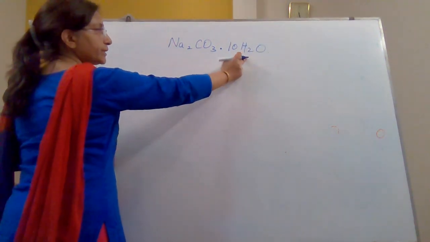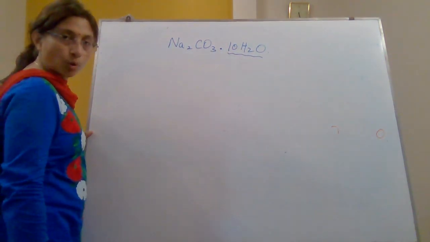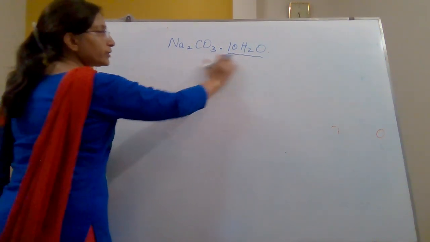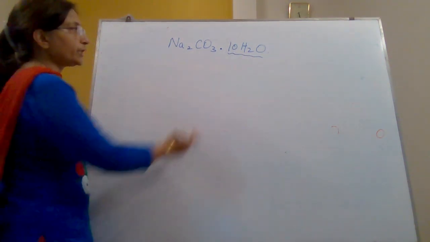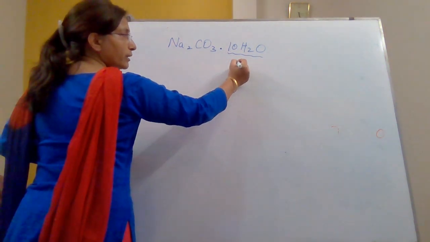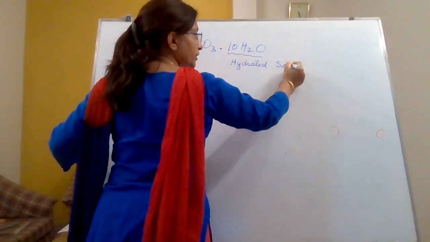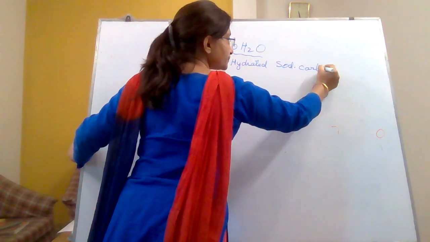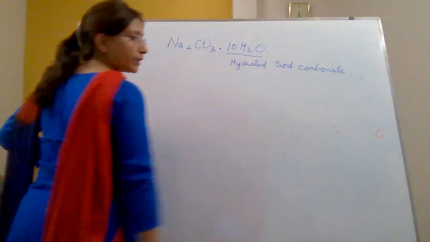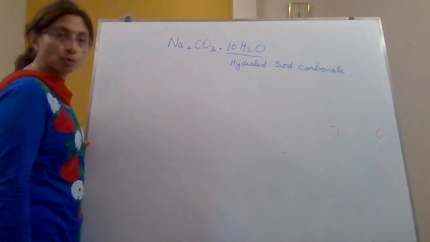This is hydrated sodium carbonate. जब भी ये water of crystallization को हमें read करना है तो हम इसको दो तरीके से read कर सकते हैं. Either we read out the whole formula, Na2CO3.10H2O, or we can simply read it as hydrated sodium carbonate. तो अगर हम कह रहे हैं hydrated sodium carbonate, that means we are talking of Na2CO3.10H2O. ठीक है?